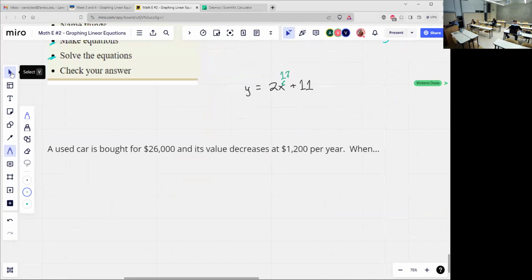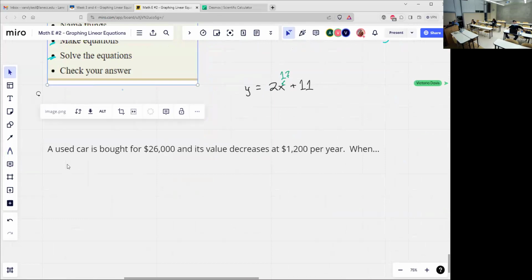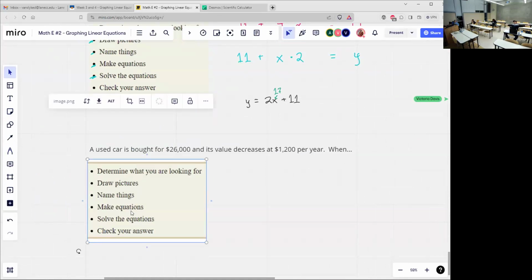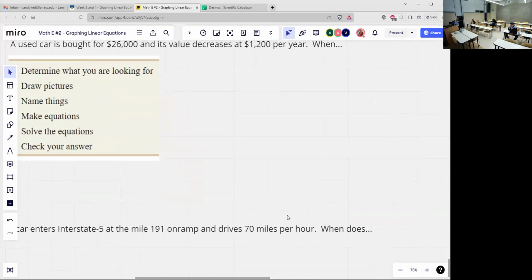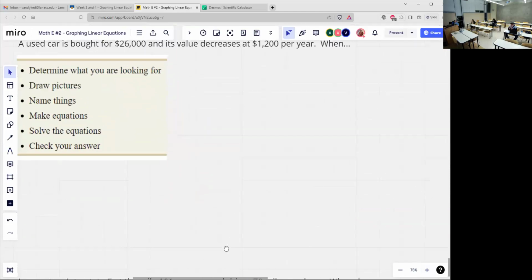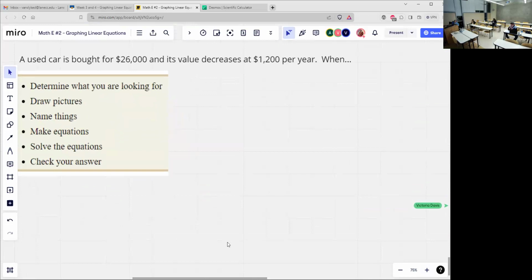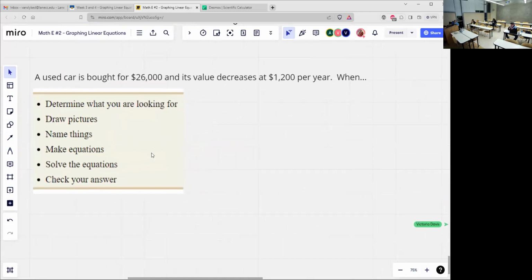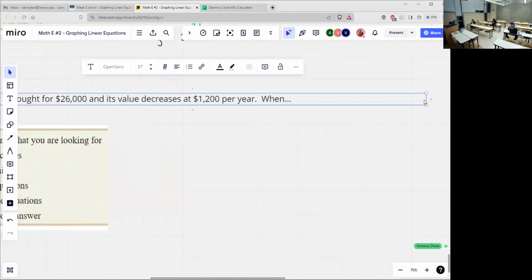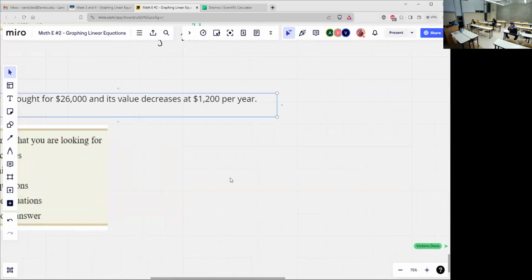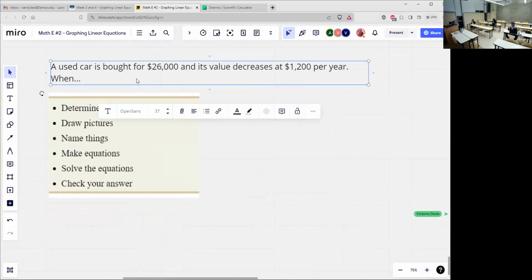Okay, so here we go. So a used car is bought for 26,000. And its value decreases at 1,200 per year. Sure. What question do we want to ask about this car? What is the car's value in 2030? What is the car's value? So in 7 years.